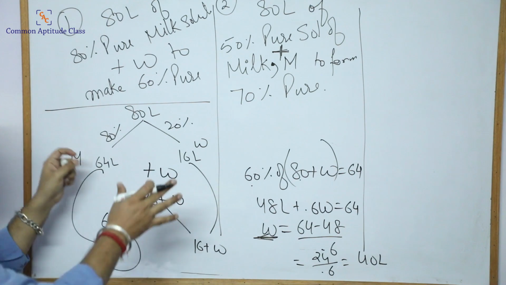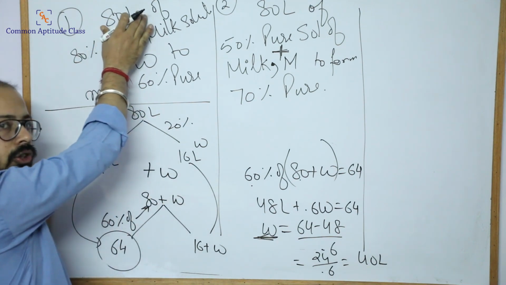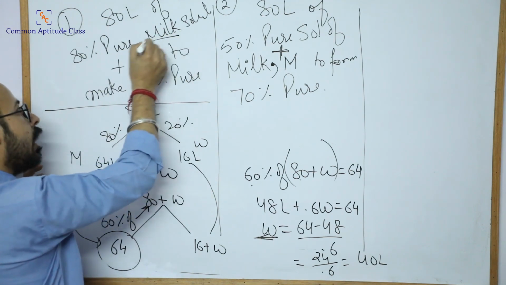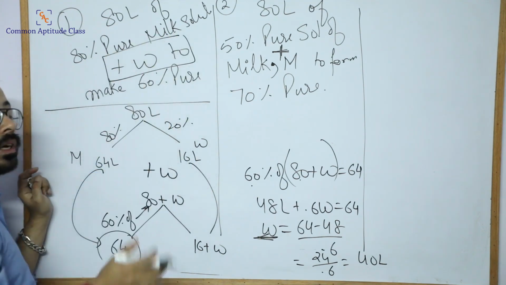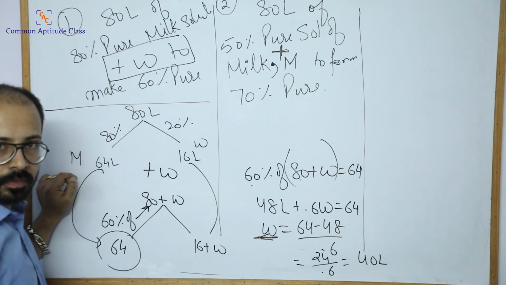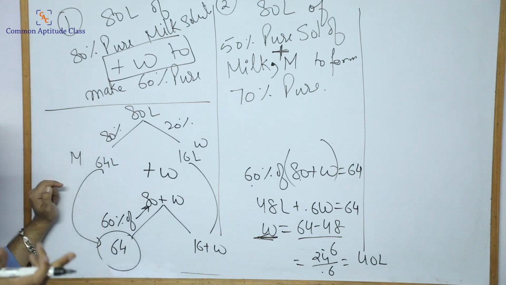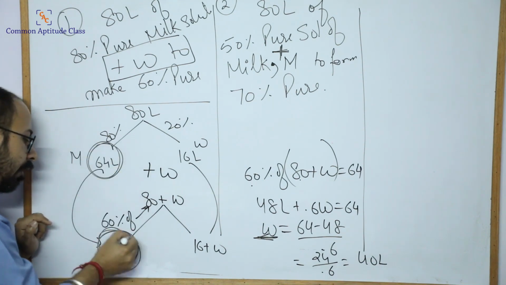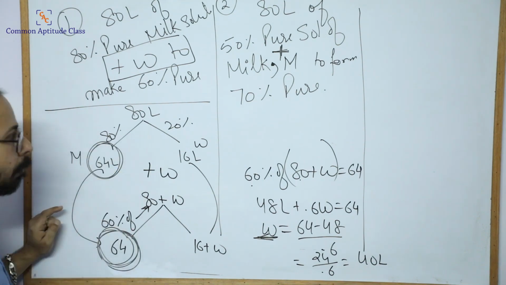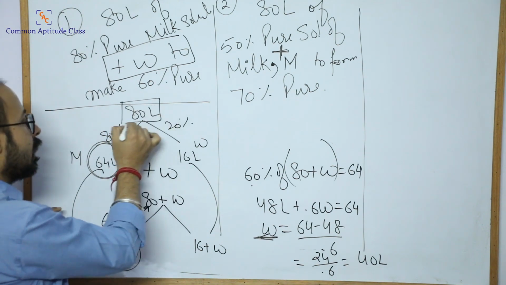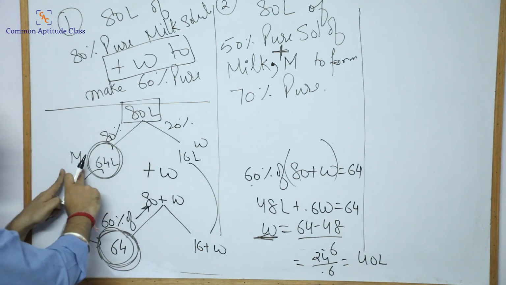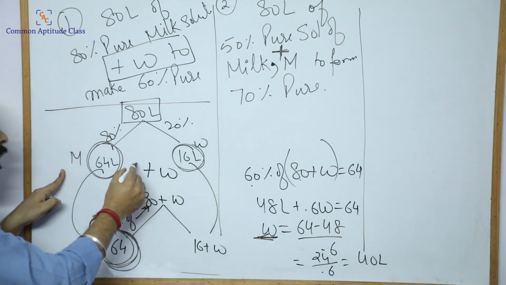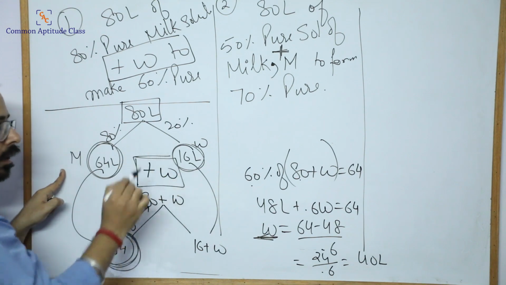I'll explain again. 80 liters was the mixture which is 80% pure, and I have to add water to make it 60% pure. That means I am going to dilute it. When I am diluting it, the concentrate remains constant, before and after diluting. So 80 liters, 80% pure, that means 64 liters is milk, 20% water, that is 16 liters is water. So water is added in the beaker.